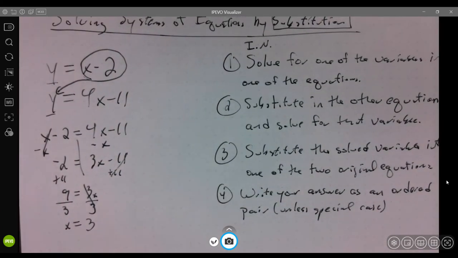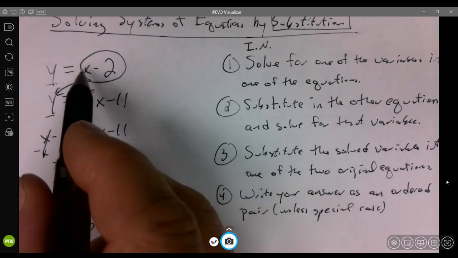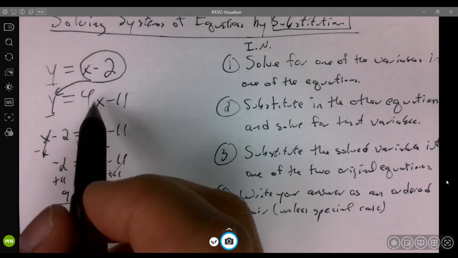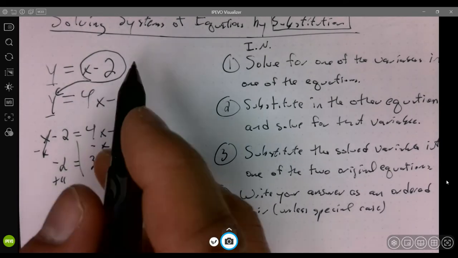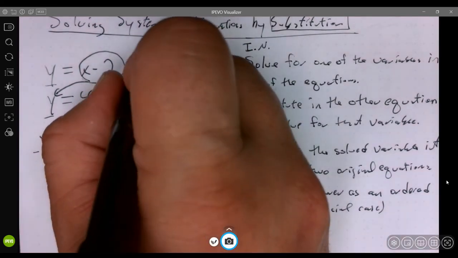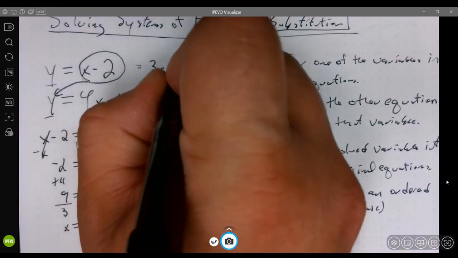Okay, so I'm now going to take this 3, and I'm going to plug it into either one of these two. It doesn't matter. I'll show you both give the same answer. So if I go to the top and I plug in x is 3, 3 minus 2 is 1.